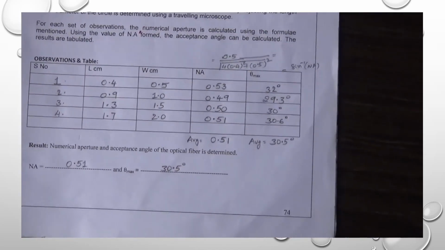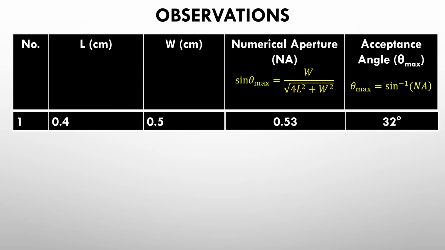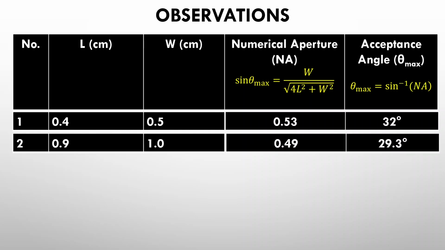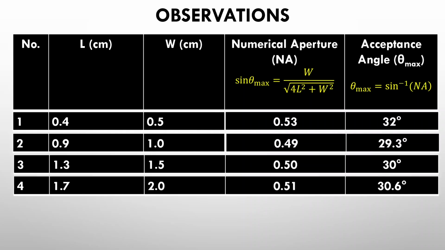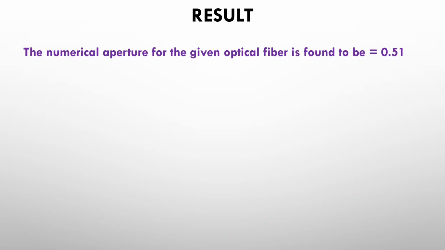These values are tabulated and shown here. For the first interior circle, whose diameter is 0.5 centimeters, the distance of the screen is found to be 0.4 centimeters. Thus, the numerical aperture and the acceptance angle are found to be 0.53 and 32 degrees respectively. Similarly, for the second, third and fourth concentric circles, the values are shown here. Finally, the numerical aperture of the given optical fiber is found to be 0.51 and corresponding acceptance angle is 30.5 degrees.